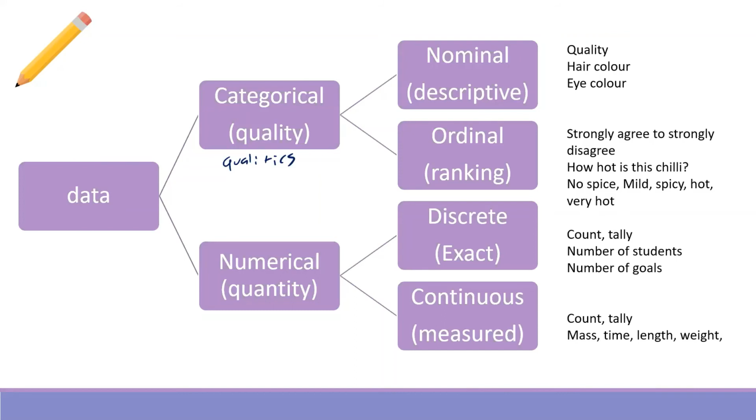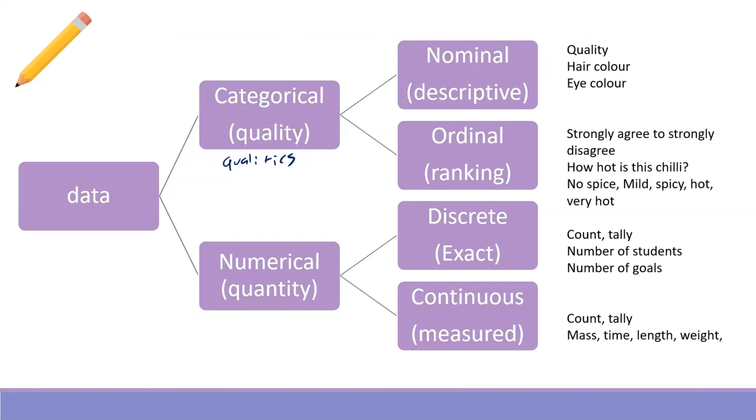Whereas continuous is something that you can continue to measure. You can continue to get more accurate. So mass, how many kilograms you weigh. Time, how long something takes. Length, how far away something is. And weight, how much something weighs. So all of these are different ways that something can be measured continuously.